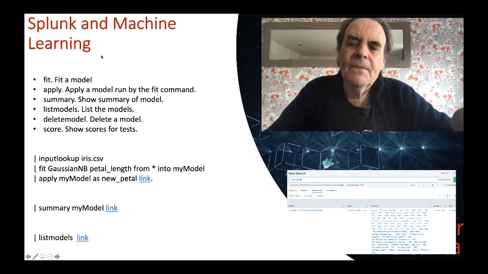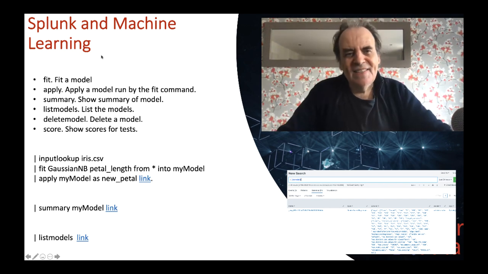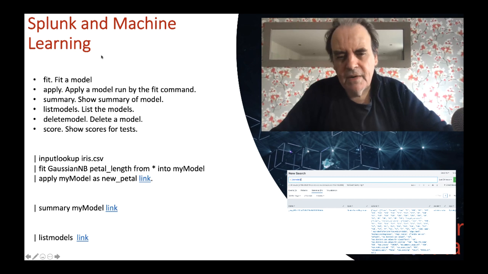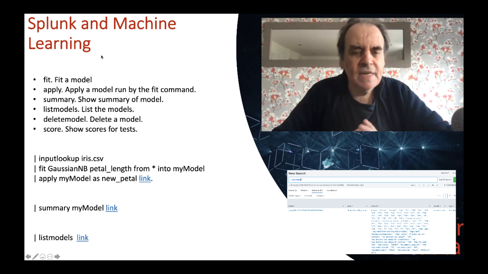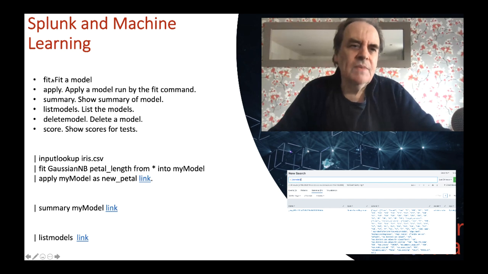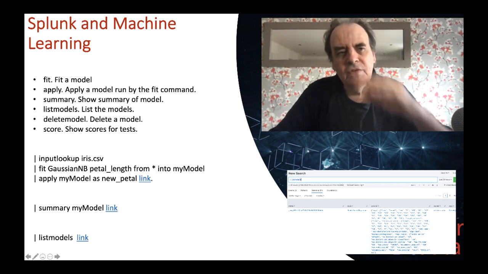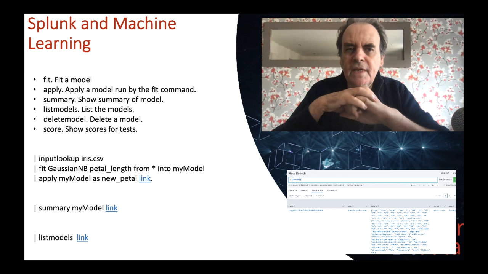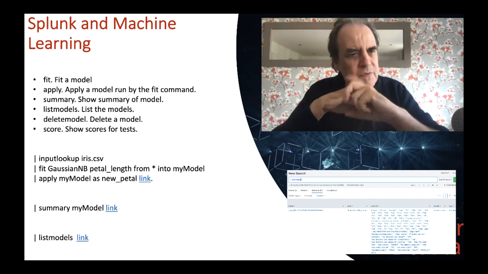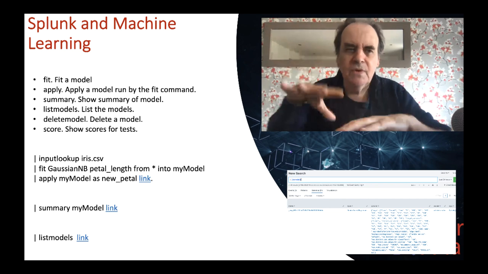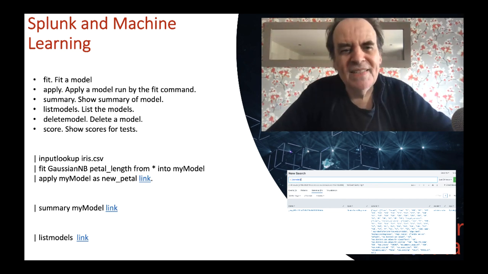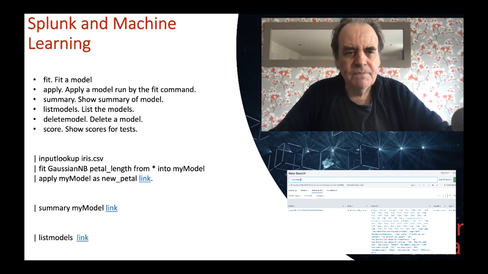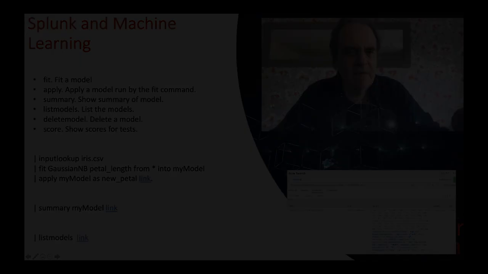Okay, so we'll have a quick look at some examples of fitting a model within machine learning in this part, and in the next part we'll look in more detail at how we can score those models. The basic commands within Splunk are: fit, to fit a model; apply, which will save the model so it can be used later on; summary, which will show us the basic details of the model that we've applied; list models, which will show us all the models we have in our system; delete model, which deletes a model; and score, which gives us the basic scoring for that model. So let's have a quick look at an example here.